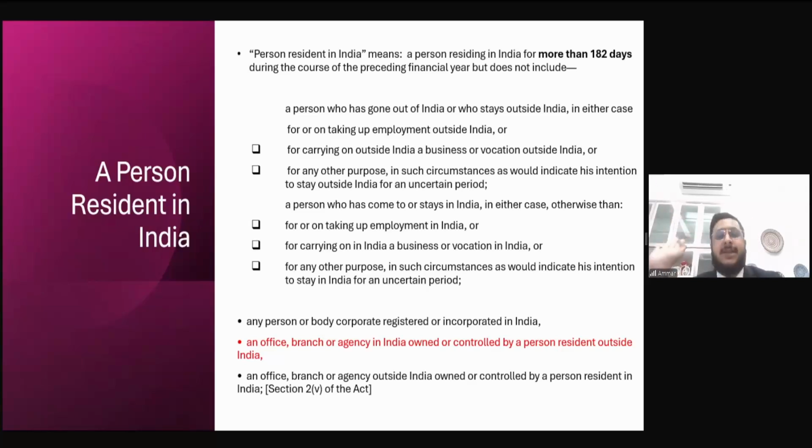then he will not be considered a resident, though he has stayed in India for more than 182 days, because he has left the country in that financial year and his intent is not to come back. And vice versa also. Suppose a person has stayed less than 182 days in the previous year, but has come back to India and taken up employment in India, or started a business in India, or has come to India with no intention of returning back, he will be considered a resident. So if you see, intention plays a big, important role.